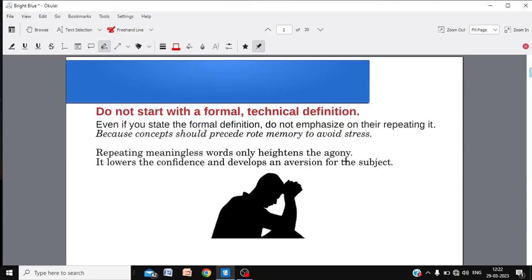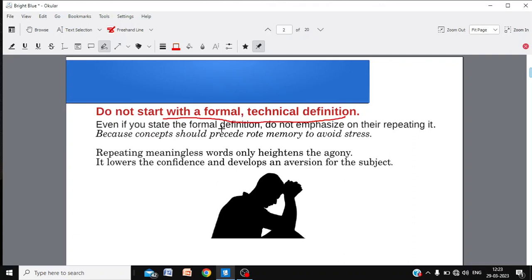Now, first of all, do not start with a formal technical definition. It means nothing to the child. A formal technical definition, such as: a preposition is a word which is put before a noun or pronoun. Now, this is a meaningless thing. You're putting a preposition before a noun or a noun equivalent to denote in what relation that was. This is a meaningless thing. So do not start with a formal technical definition. It only lowers the confidence.